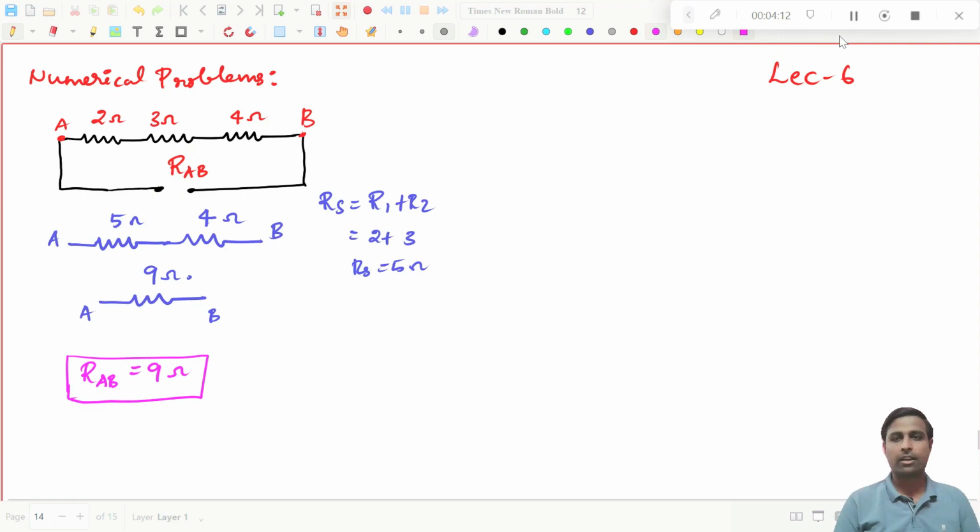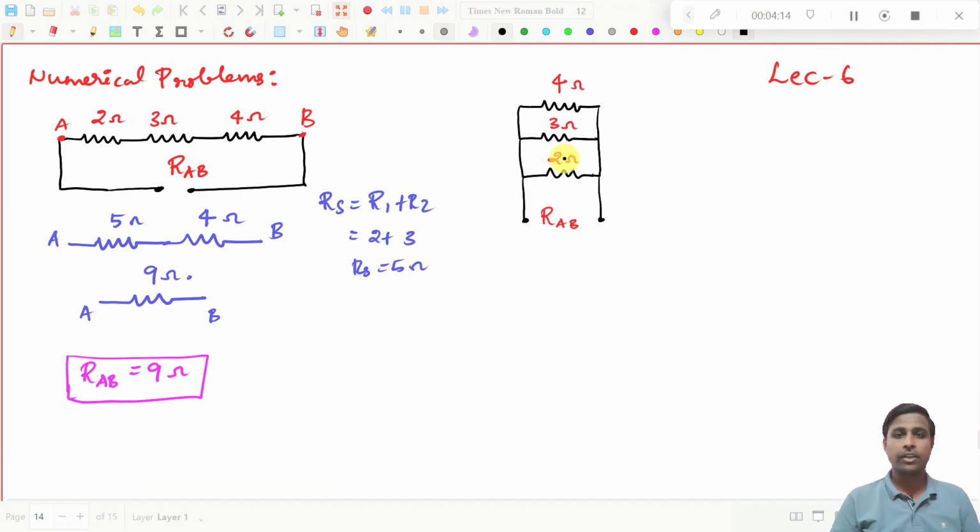And we will take another problem. You see, we have taken a problem like this. The same three resistors are connected in parallel now. If these three are connected in parallel, how will you say that these three are connected in parallel? You see, first, you don't see all the resistors in a single stack.